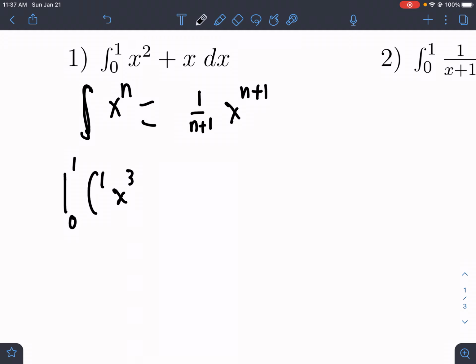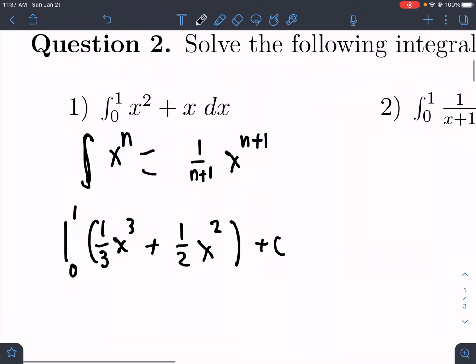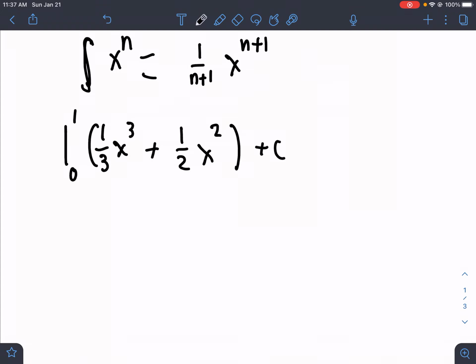Let me rewrite that. Plus 1/2 x squared. And then we also need to add a plus c at the end because we're integrating, and we could have a constant that would disappear in the derivative that we see up here. So we're going to evaluate this range.